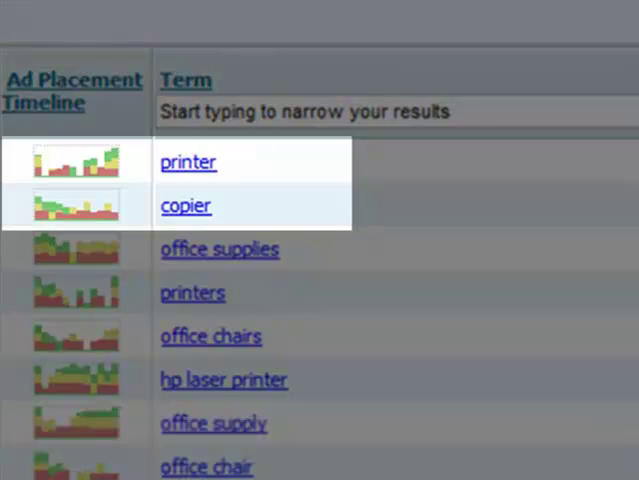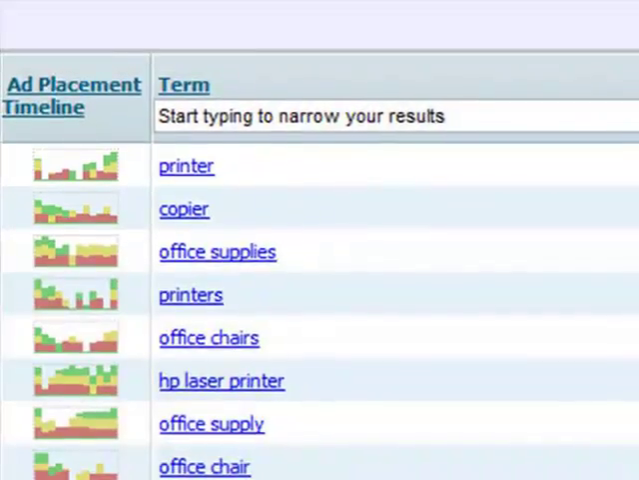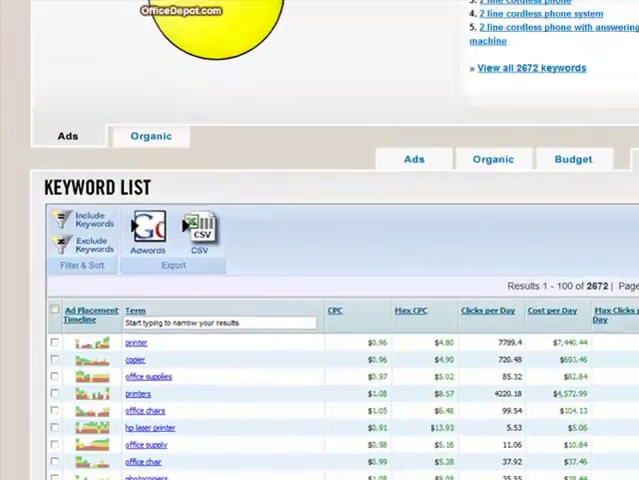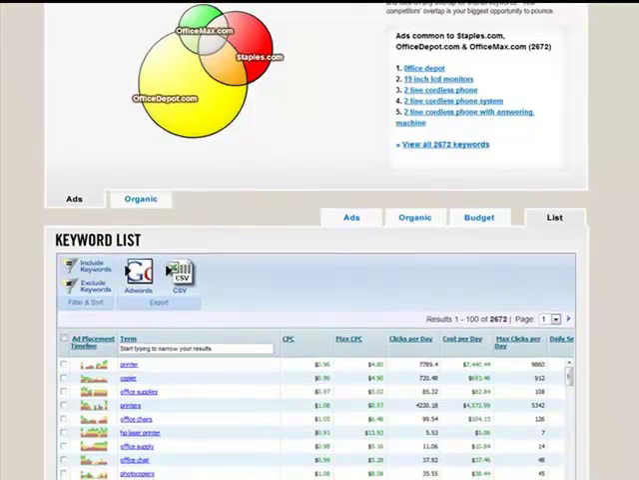Conversely, if we look toward the bottom of this list, we'd see keywords that started out strong but have lost favor with these advertisers over the course of the year. That's powerful information that adds context to your decisions and makes it easier and less time-consuming to prioritize which keywords you target.